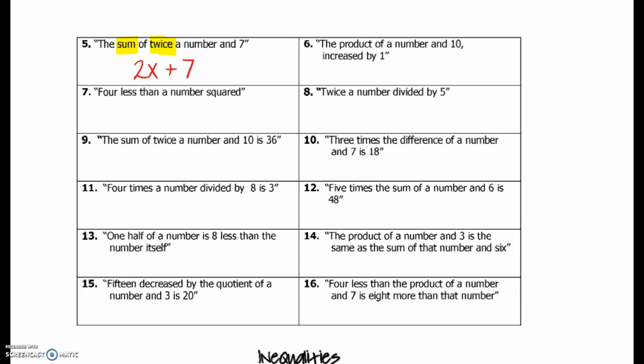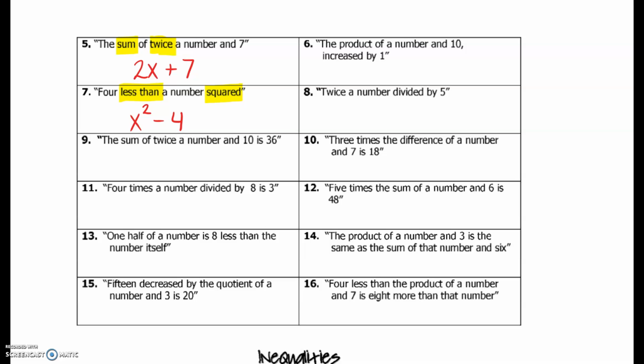For number 7, we have 4 less than a number squared. In this case, we have the phrase less than and squared. Both of these indicate some things to us. So first of all, if we are squaring a number, that is our exponent. Hopefully we remember that that is x to the second power. And the phrase less than is a turnaround word indicating subtraction. So in this case, we will have x squared minus 4.